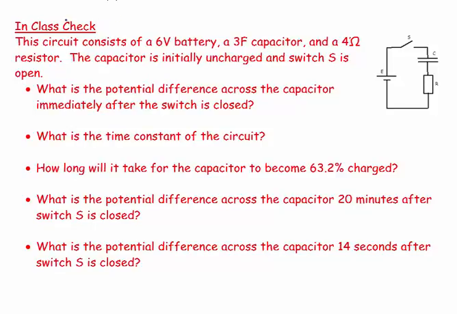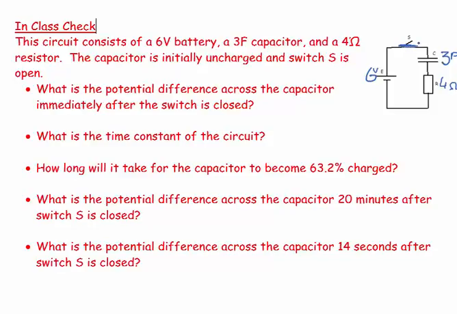Welcome. This question says, this circuit consists of a 6-volt battery, so let's put that in, a 3 farad capacitor, let's put that in, and a 4 ohm resistor, let's put that in. So I'll squeeze in my units. 6 volts, okay. And what is the potential difference across the capacitor immediately after the switch is closed?